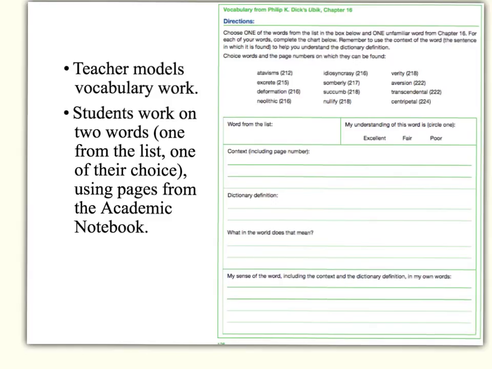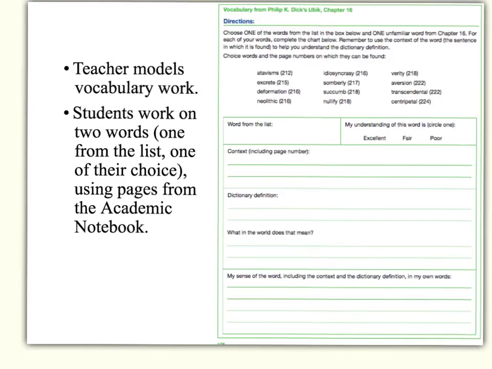Before students do this work at home, the teacher models this vocabulary work, and all of that information is available in the lesson plans. Basically, what students are doing is working on 2 words, one that they choose from the list and another of their choice. They use pages from the academic notebook to write down the word, provide their understanding of the word, include the context, so maybe the sentence in which the word is found in the text, and the dictionary definition.